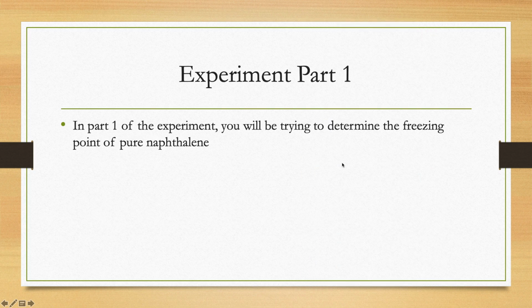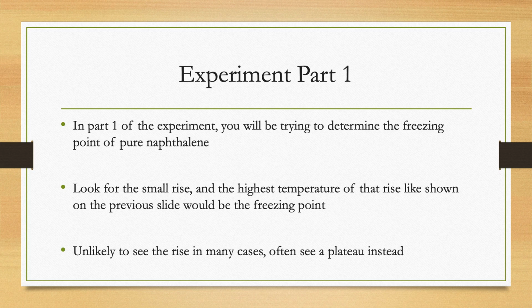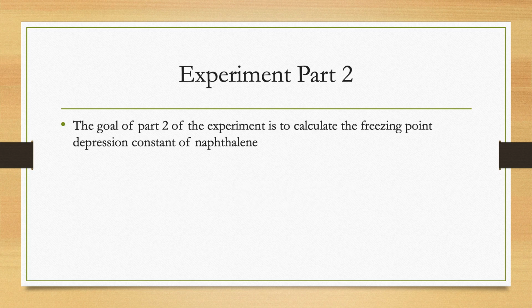Now, there are going to be three main parts to this experiment. The first part is going to focus solely on finding the freezing point for pure naphthalene. That's basically looking at the plot like what we showed a couple slides ago and picking out the freezing point for pure naphthalene. There are no real calculations in that part of the experiment. We're looking for that small rise or maybe that plateau to find the freezing point. And again, if we don't see that little rise, that's perfectly fine. It's actually fairly normal for a lot of these experiments.